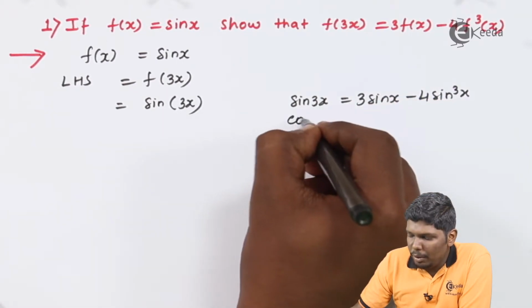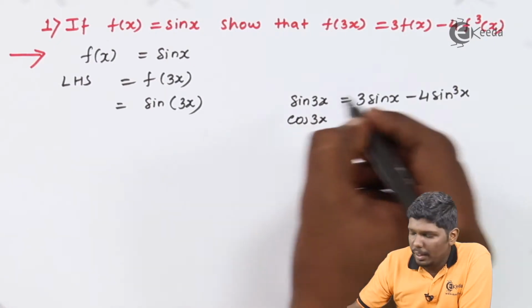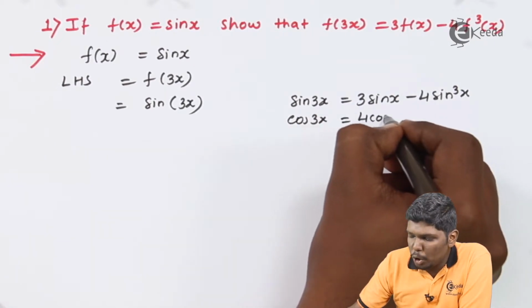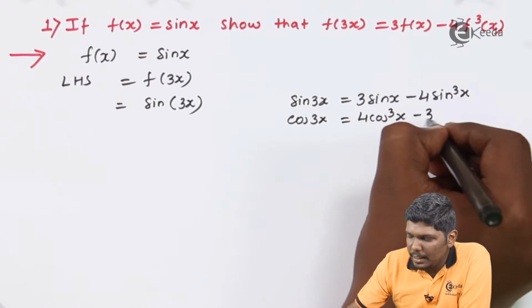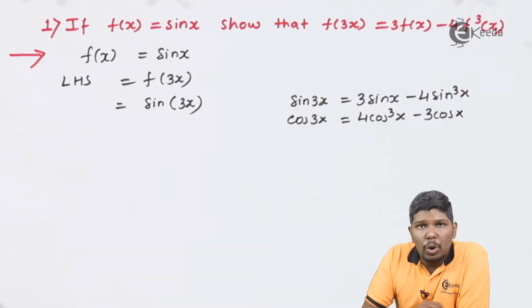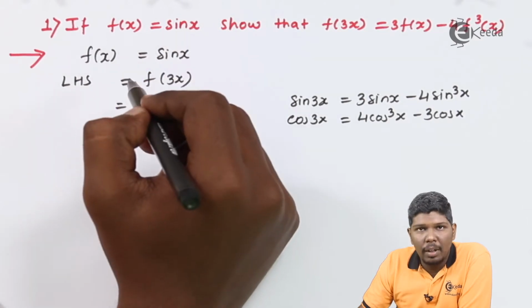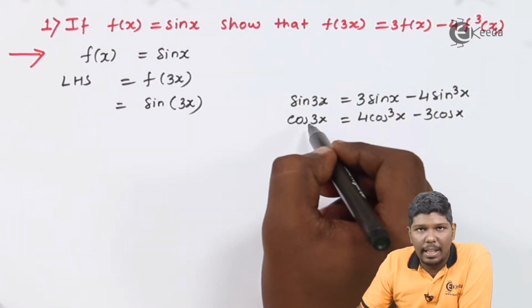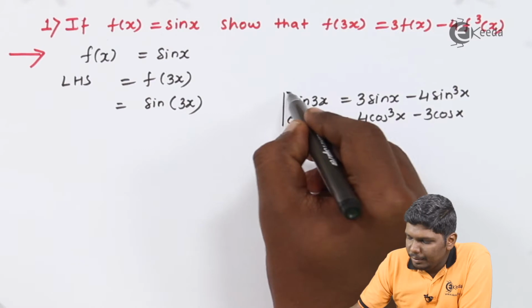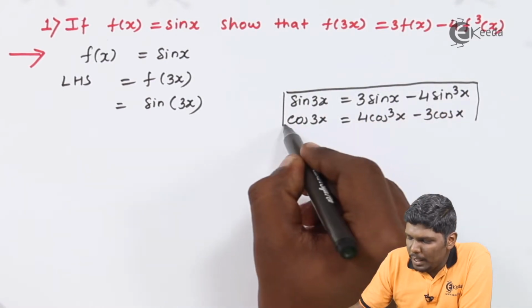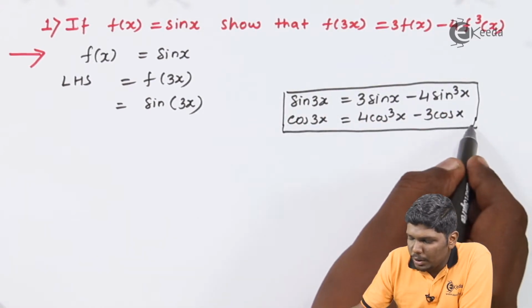Similarly, we have the formula for cos 3x also. It can be written as 4 cos cube x minus 3 cos x. So you can expect the same numerical in terms of cos x also, and for that, you can use the second formula. So these are the two formulas for sin 3x and cos 3x.